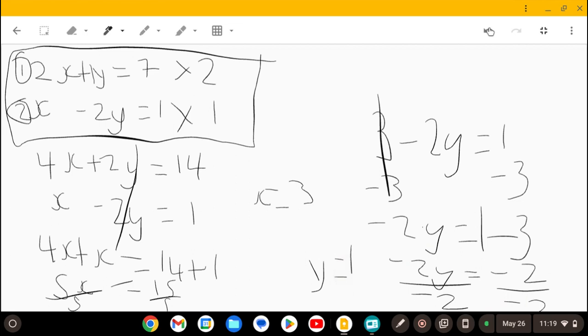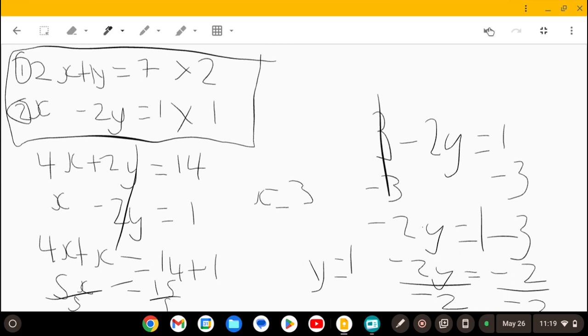Alright, so that's how you'd solve it. So this is just showing that y is equal to 1. And just know that x is 3, y is 1. If you want to see if you're correct, you can plug the values of x and y into your equation. So choose any one of them.